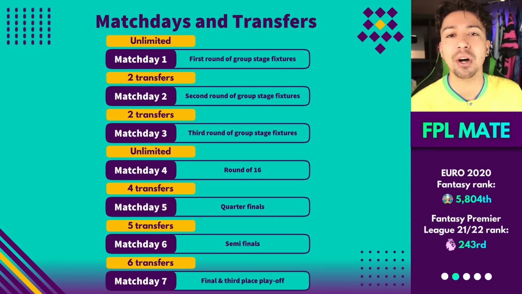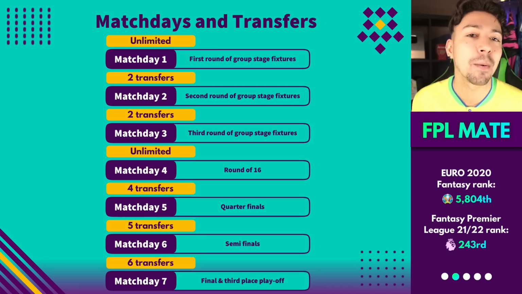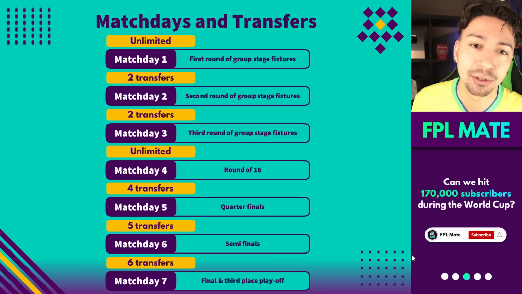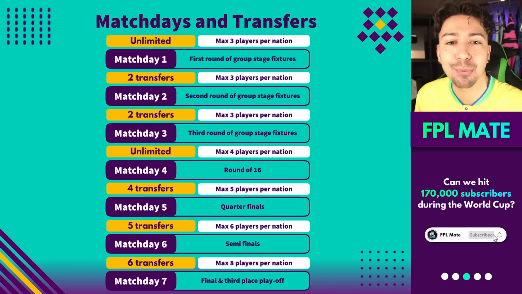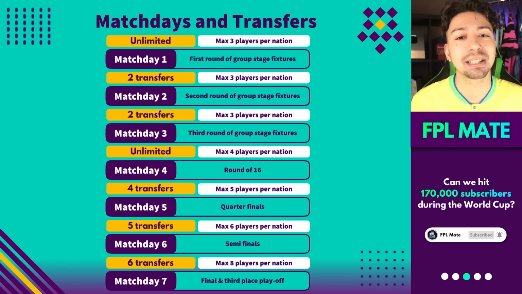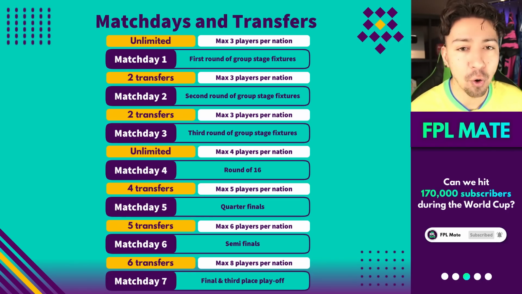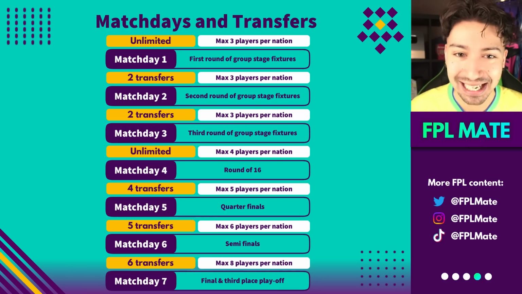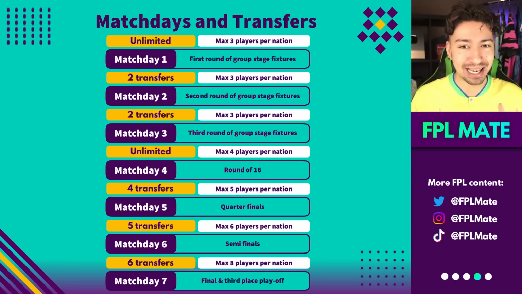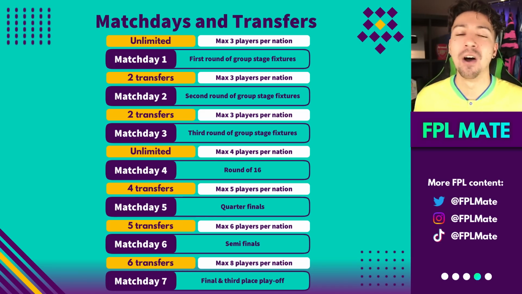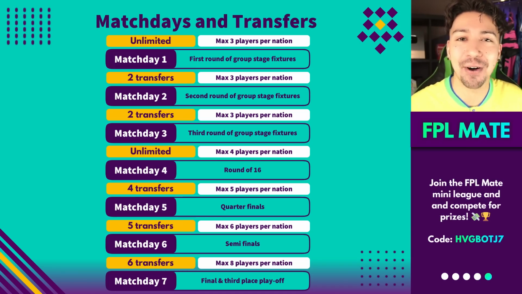And one final note regarding transfers and team composition, I mentioned before that each round you're allowed more players from one single team. That works as follows. So in match day 1, 2 and 3, you are allowed a maximum of 3 players per nation. In match day 4, this goes up to a max of 4. In match day 5, you get 5, in match day 6, you get a max of 6, and in match day 7, you get a max of 8 players per nation. So you really can go all in on one particular team for that final round.